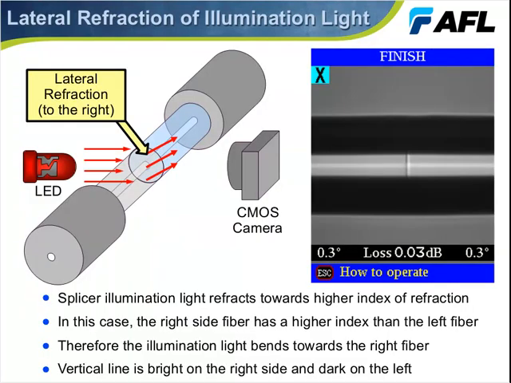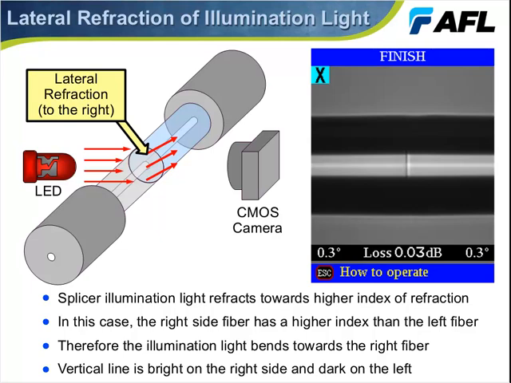And so in this case, we can see that if you look at the fiber image, there's a line at the splice point. It's a little brighter on the right-hand side and a little bit dark towards the left, which means that the light has bent towards the right-hand fiber.